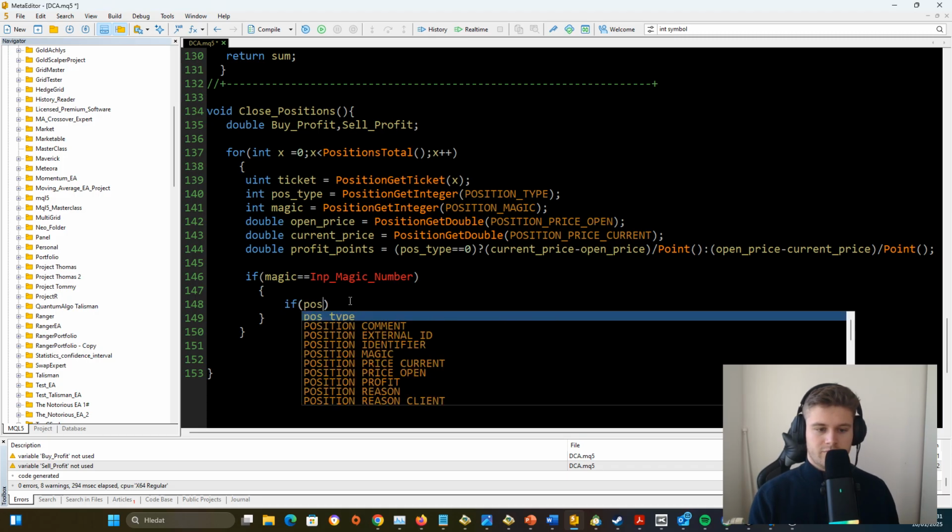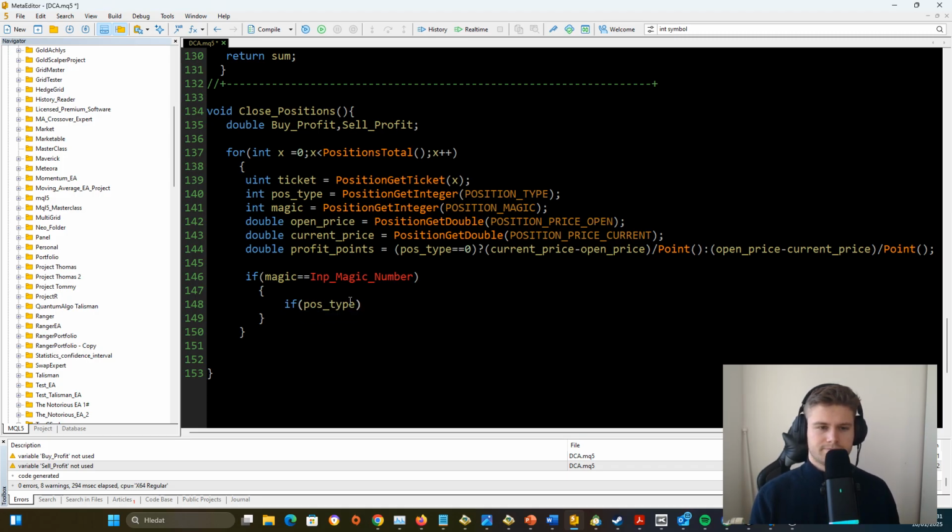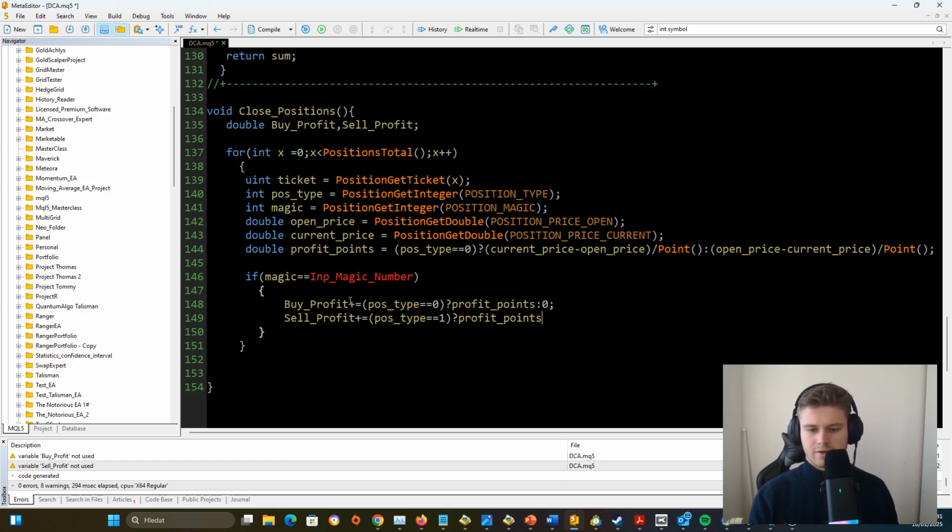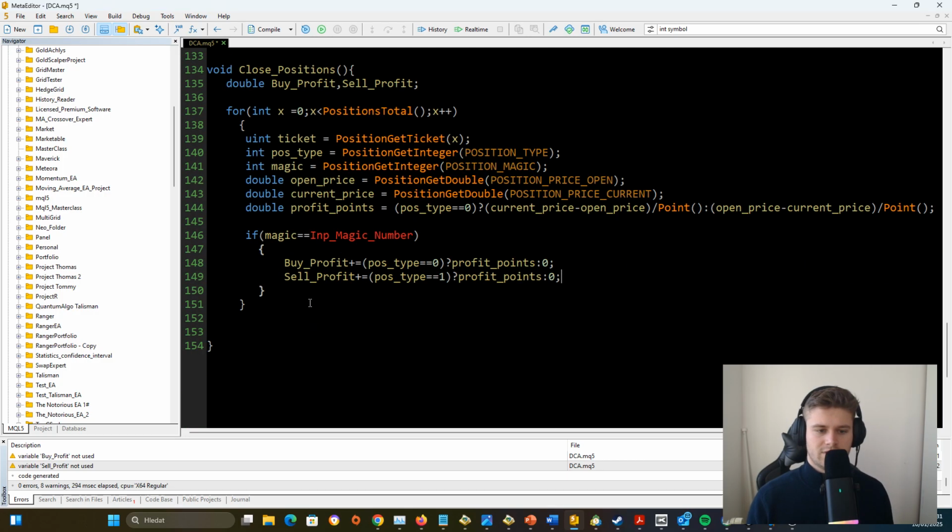And now if position, or we can do it like this. Buy profit plus equals position type equals 0 ? profit points : 0, sell profit plus equals position type equals 1 ? profit : 0. So this is how we basically sum up the profits for buy and sell positions, because we don't want to mix them.